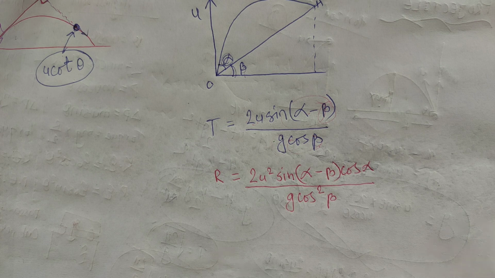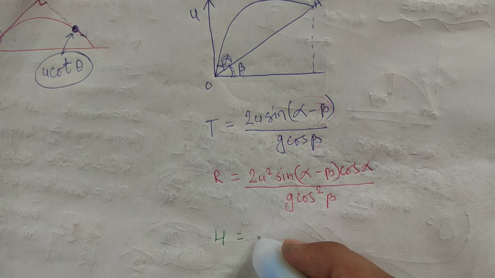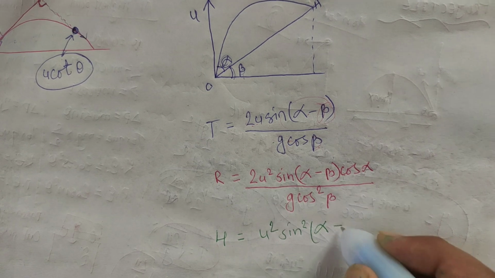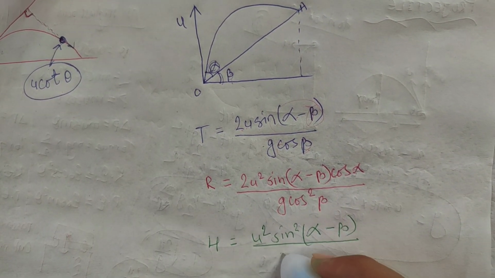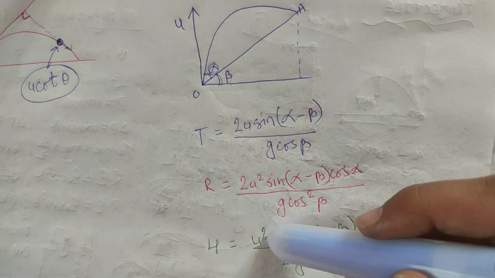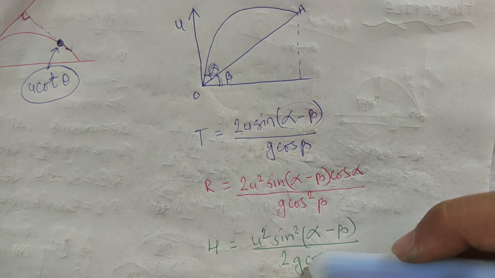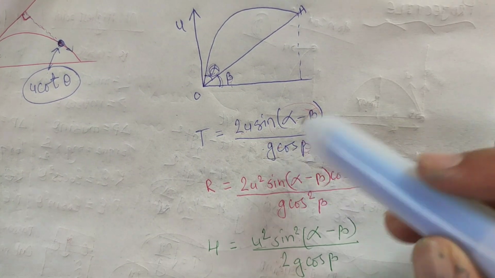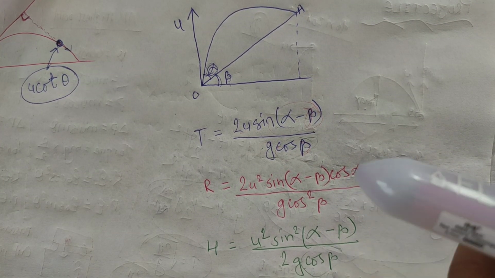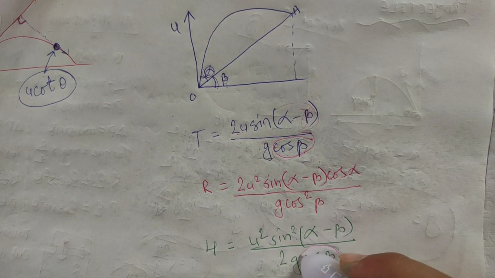Now the third, maximum height H is equal to u square sin square(alpha minus beta) by 2g cos beta. So it also looks similar: u square sin square theta by 2g, and 2u sin theta by g. You have to add cos beta here, also here, and also here.